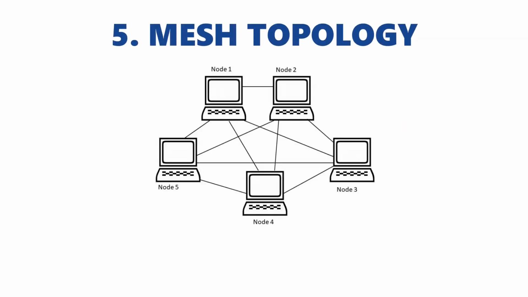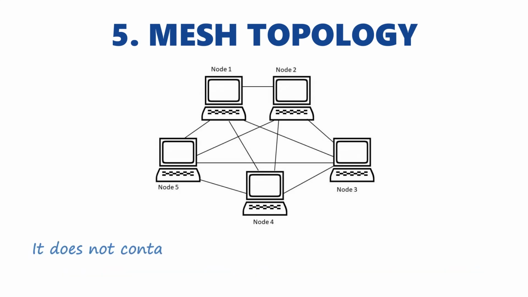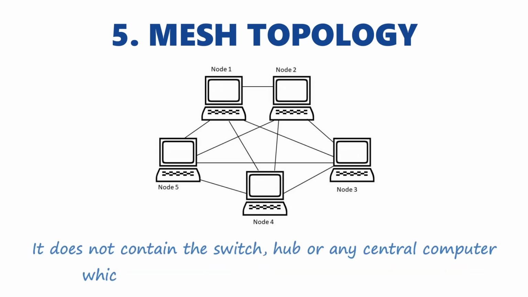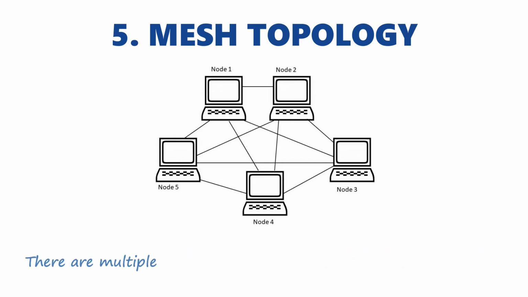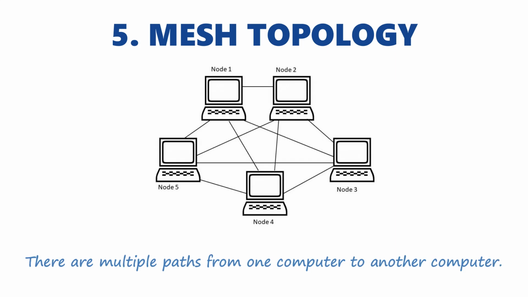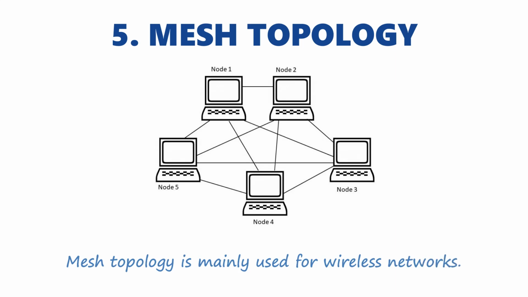Fifth one is mesh topology. Mesh topology is an arrangement of the network in which computers are interconnected with each other through various redundant connections. It does not contain a switch, hub or any central computer which acts as a central point of communication. There are multiple paths from one computer to another computer. The internet is an example of the mesh topology. Mesh topology is mainly used for wireless networks.